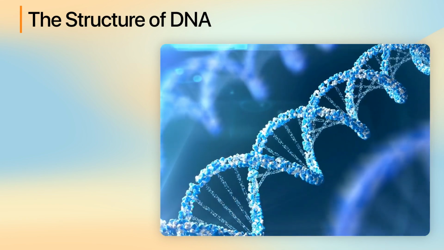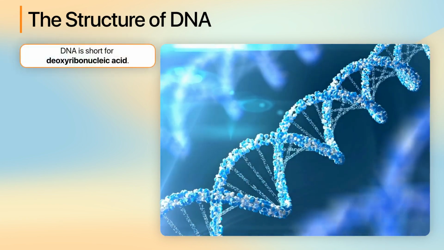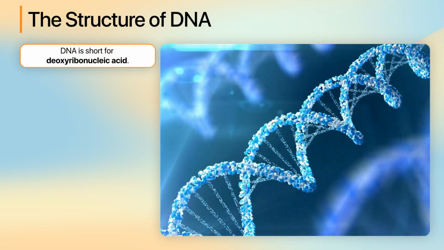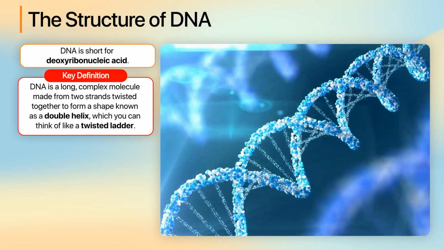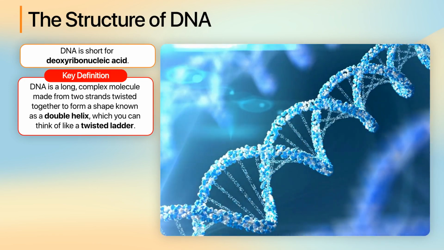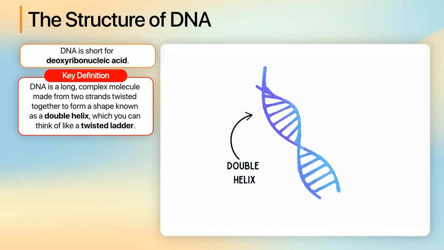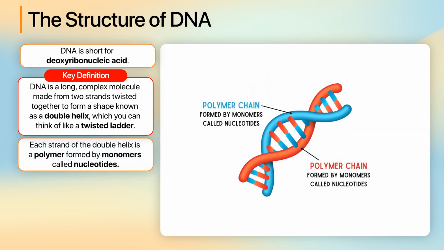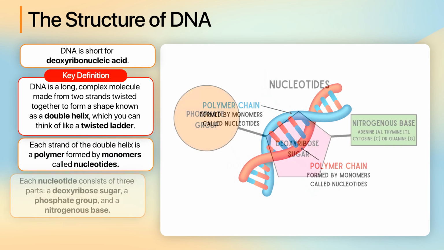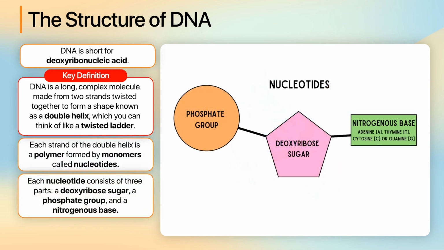So let's start with DNA, short for deoxyribonucleic acid, the molecule that makes life possible. DNA is a long, complex molecule made from two strands twisted together to form a shape known as a double helix, which you can think of like a twisted ladder. Each of these strands is a polymer formed by monomers called nucleotides. Each nucleotide consists of three parts: a deoxyribose sugar, a phosphate group, and a nitrogenous base, either adenine, A, thymine, T, cytosine, C, or guanine, G.